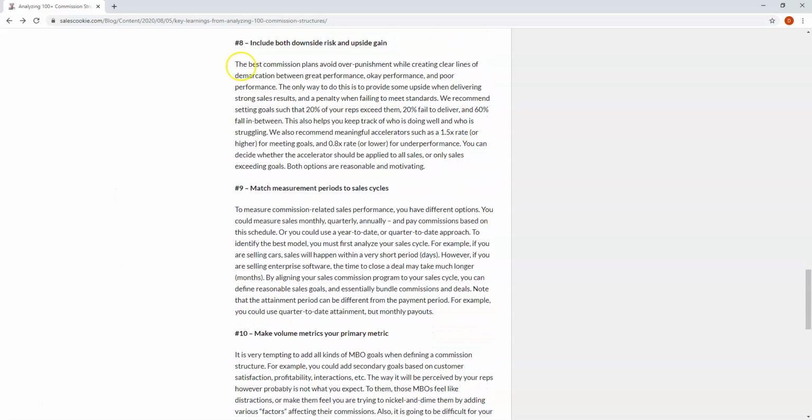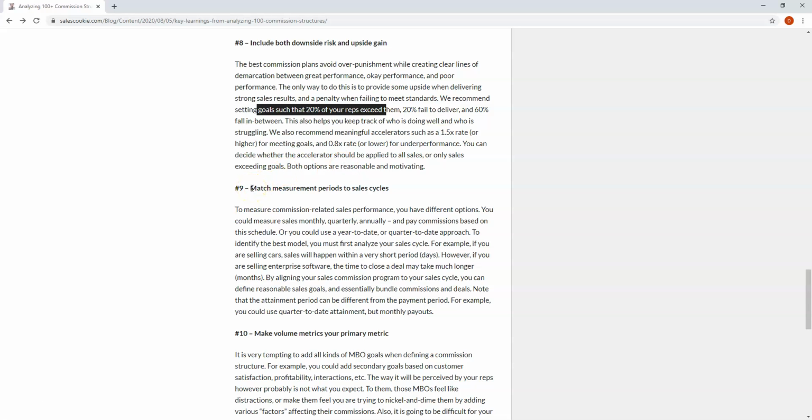Number eight, include both downside and upside gain. So what we want to avoid is over-punishment while creating clear lines between great performance, okay performance, and poor performance. So one way to do that is to set goals such that 20% of your reps exceed those goals, 20% fail to deliver, and 60% fall in between. So this is a really good way to track that the goals are achievable by 60 to 80% of your team. You can even build in accelerators, and that makes it both reasonable and motivating.